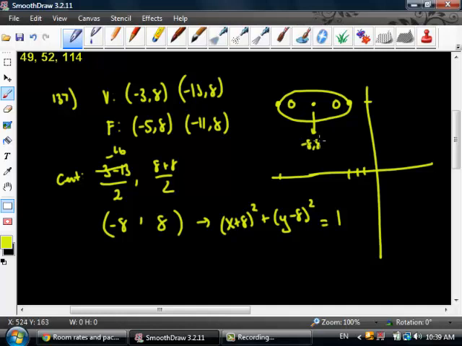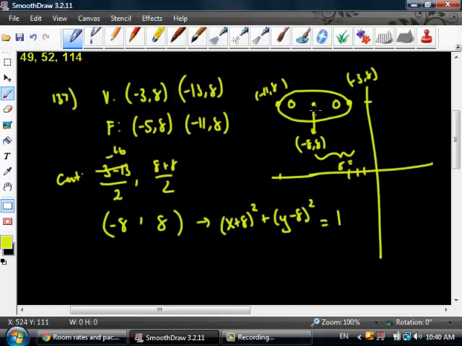(−8, 8) is right here. This point here is (−11, 8), and this point here is (−3, 8). Okay, the distance between this −8 and this −3. What is the distance between the −8 and the −3? Julia, what do you think? 5. Okay, now Julia, what letter is represented by the number 5?